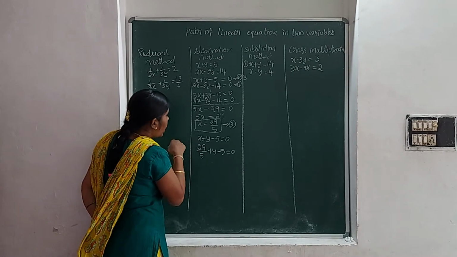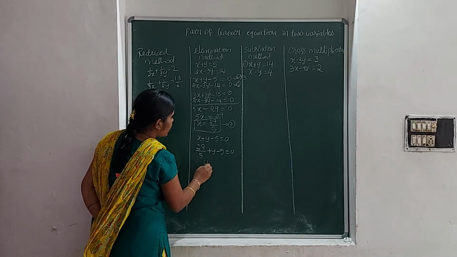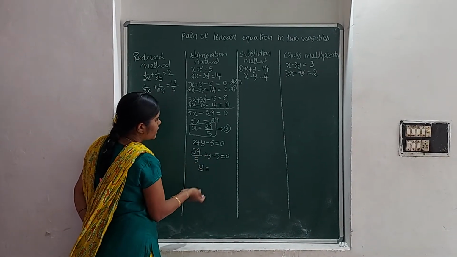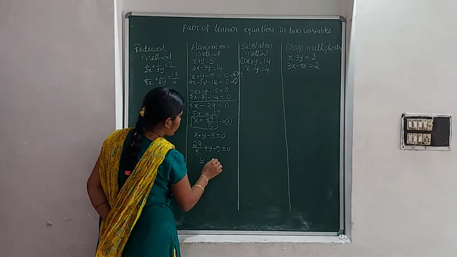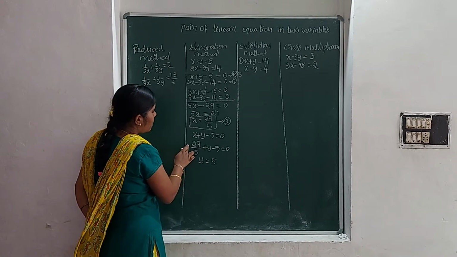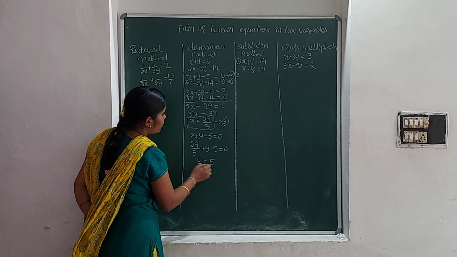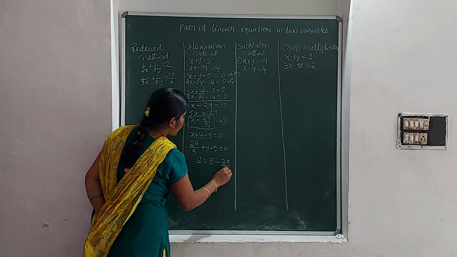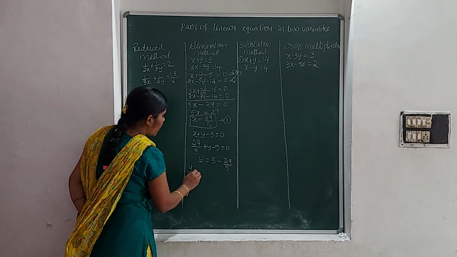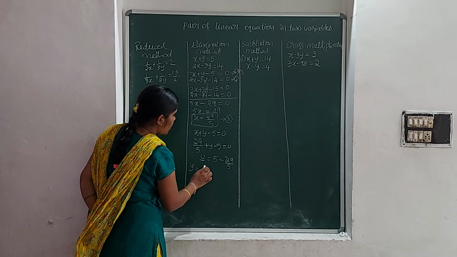So now you keep y as it is on the left side and the two constant terms you have to send to the right side. If you send the minus 5 to the right side, it becomes plus 5, and plus 29 by 5 becomes minus 29 by 5. Now y is equal to 5 minus 29 by 5, we have to simplify.